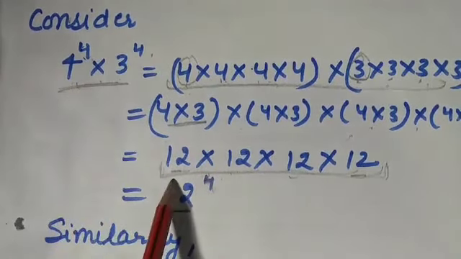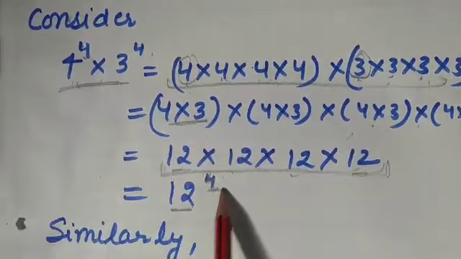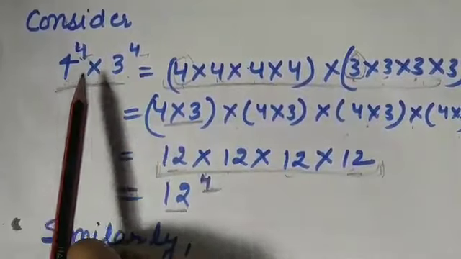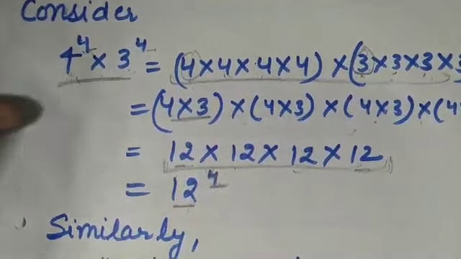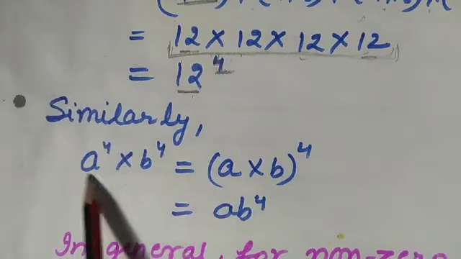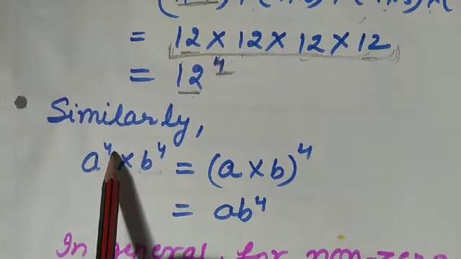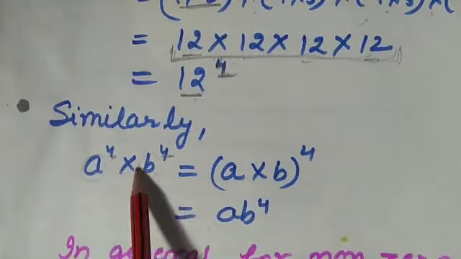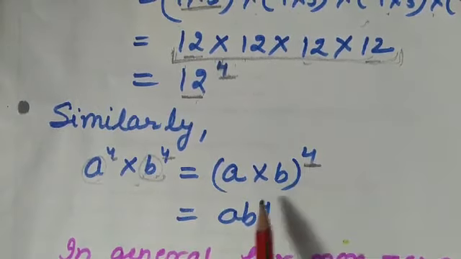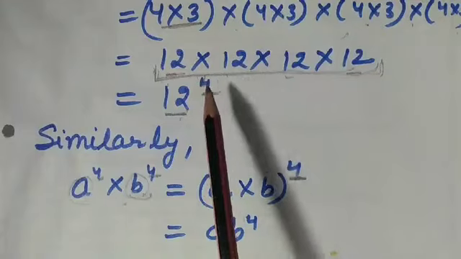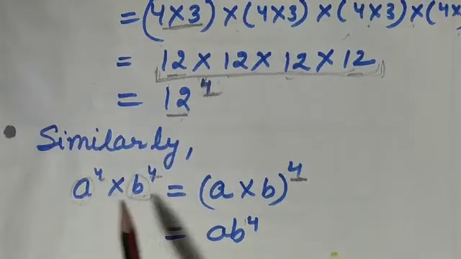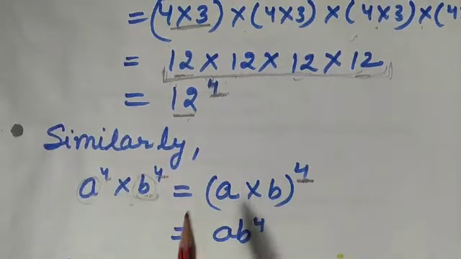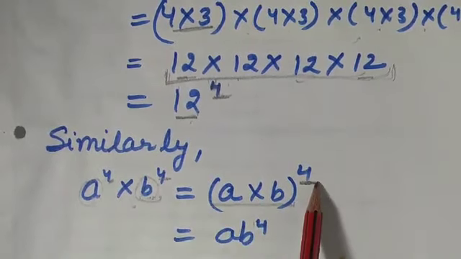So what I am observing here is that in the resultant the power is the same as in these two, and only the bases get multiplied. 4 into 3 is 12. Similarly, if I take two exponential numbers having different bases and the same power and multiply them, the result is that only the bases get multiplied and the power remains the same. This we have observed from the previous two examples: if we are multiplying this type of exponential number, with two different bases and the same power, then the bases get multiplied and the power remains the same.